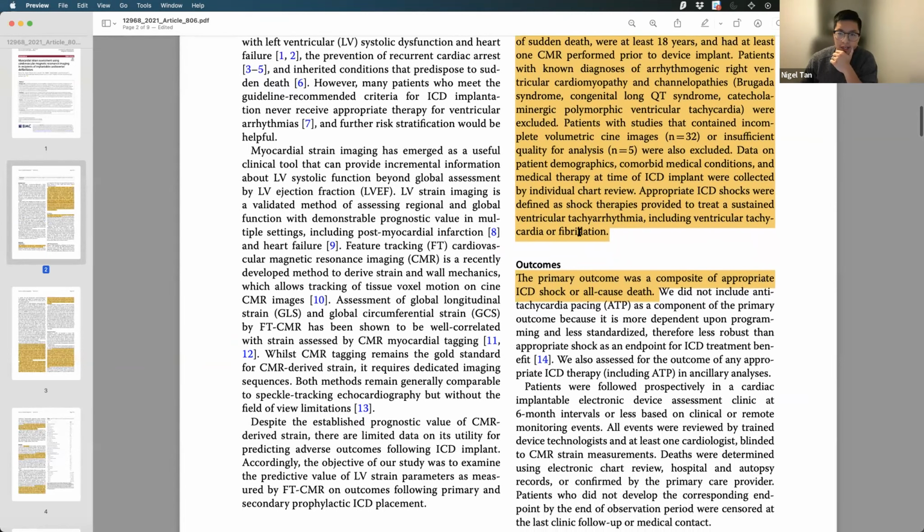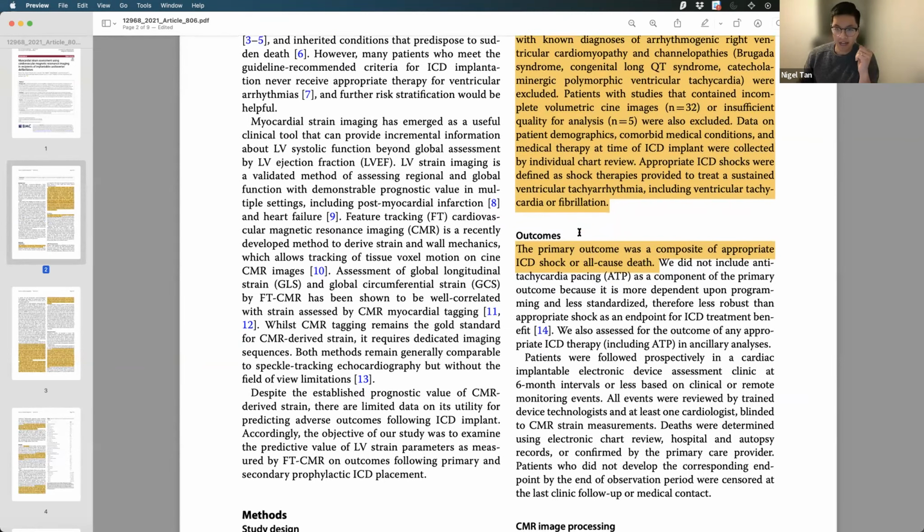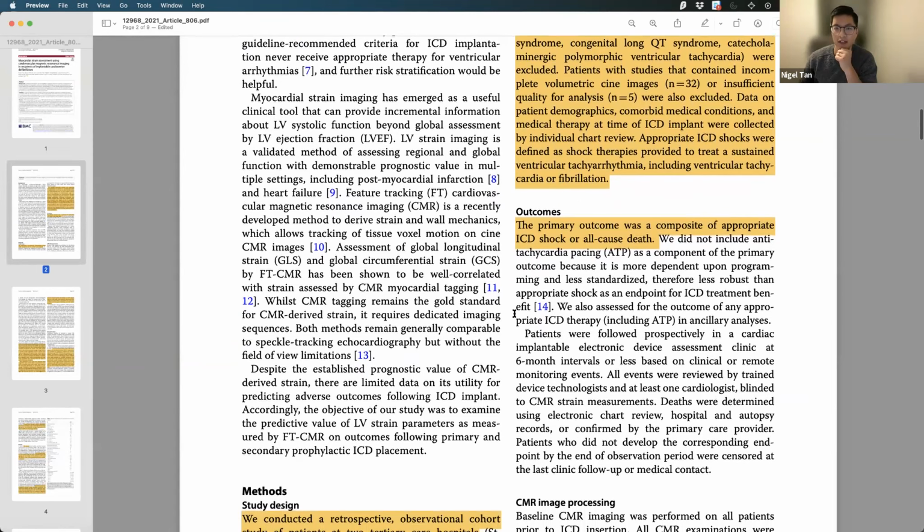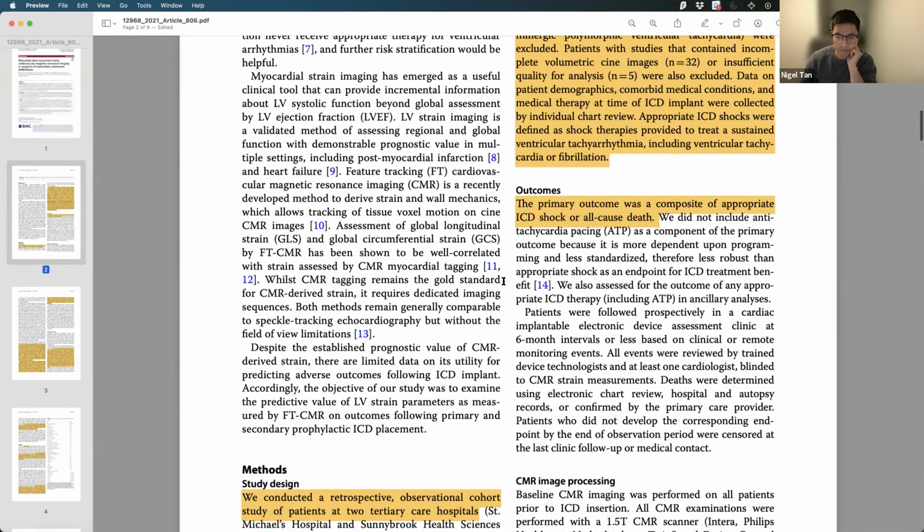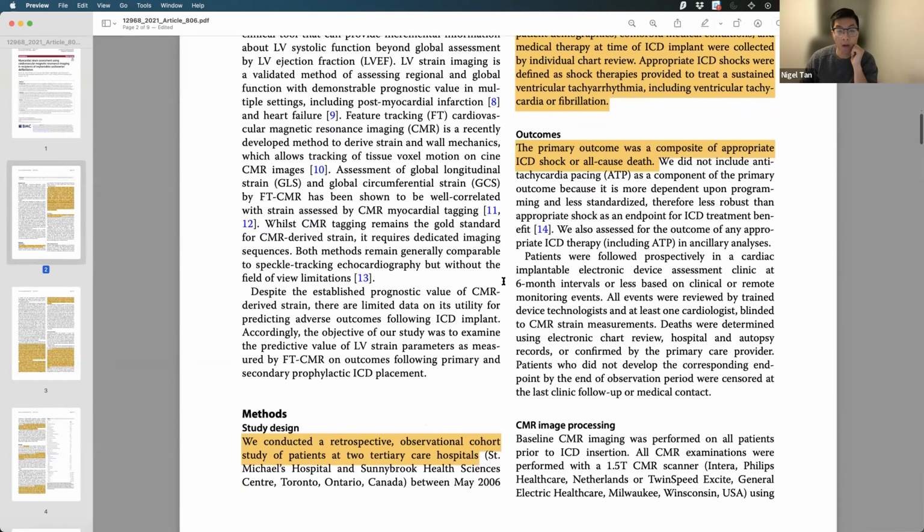Then we collected as much medical and demographic data as we could, and also their outcomes going forward in terms of appropriate ICD shocks and death. Appropriate ICD shocks were defined as shocks provided for a sustained ventricular arrhythmia, including VT or VF. Our primary outcome was a composite outcome of either all-cause mortality or an appropriate ICD shock.